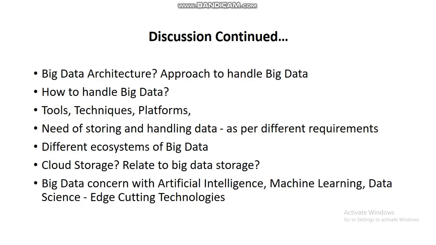Cloud storage: what do we mean by cloud storage, and how can one relate it to big data? Is there any connection between them? And most importantly, big data's concern with artificial intelligence, machine learning and data science, which are cutting-edge technologies, or you can say hot topics of this current era of technology. So how does big data deal with all these things? In the next session we can take a step ahead in this discussion.